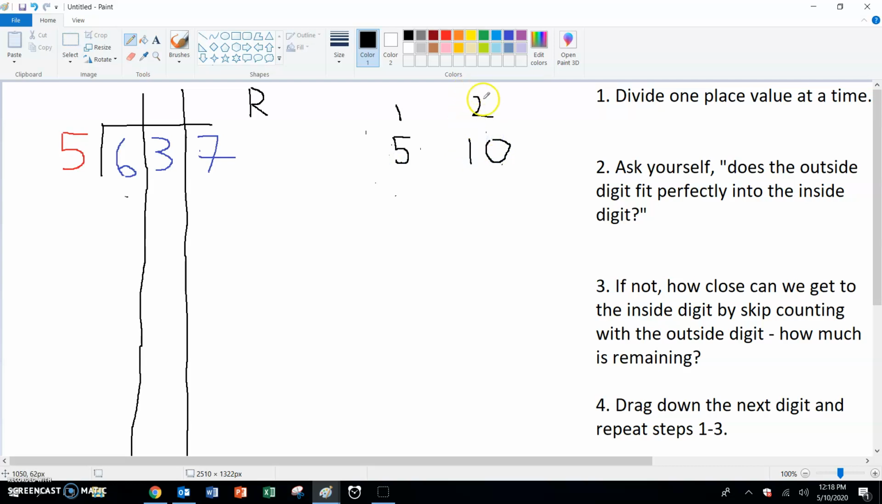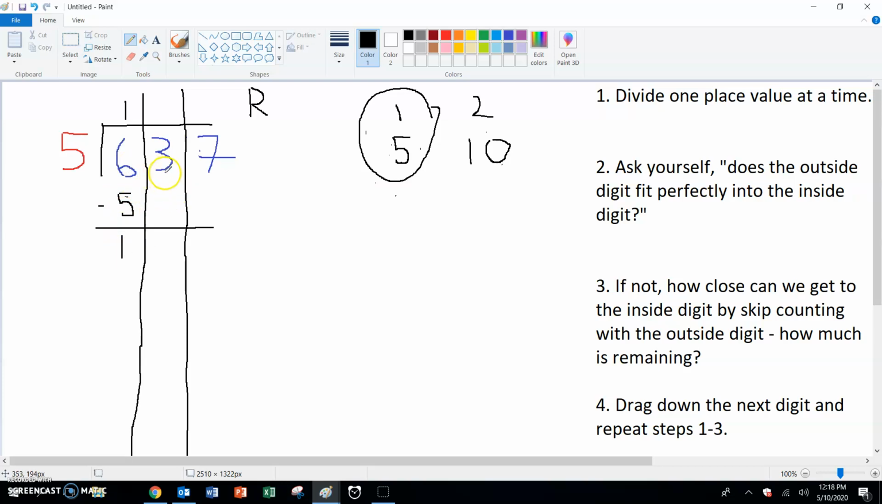So as you can see, two groups of 5 already exceeds our inside digit of 6, which means the closest we can get to 6, skip counting by 5, is one group of 5. Remember, the groups go on top, and how close we get to 6, in this case 5, goes on the bottom. And then we ask ourselves, how much is remaining? We find this out by taking 6 and subtracting 5. And then we find that we have 1 remaining.